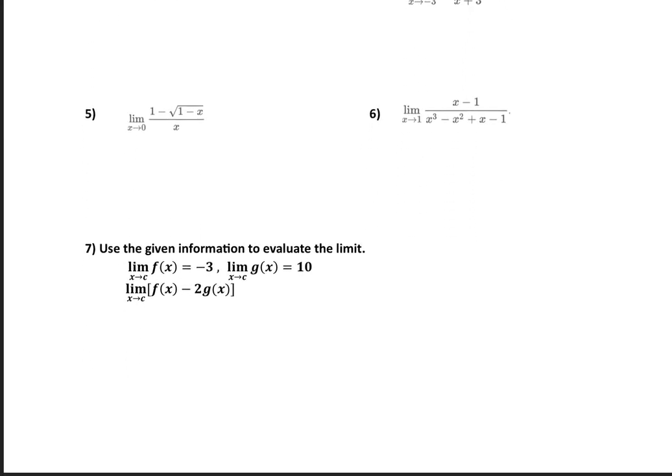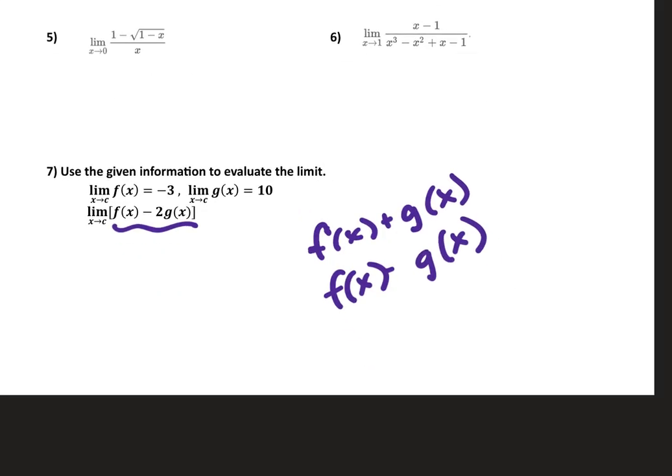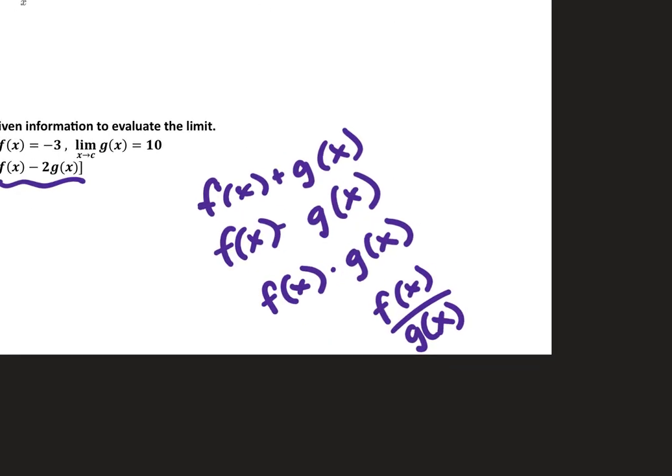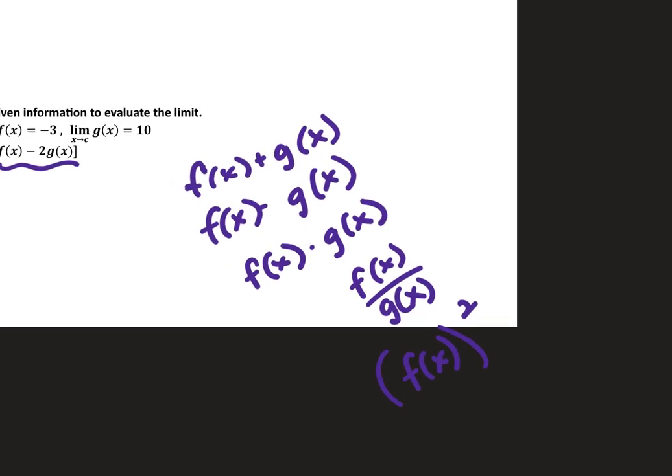7 is using the function notation to evaluate the limit. This one could be adding. It could be subtracting. It could be multiplying with a scalar or multiplying the two together. Okay, it could be dividing. It could be raising to a power. And it could be any combination of those, so just be prepared for anything like that. That, to me, should be the easiest question on the quiz, and yet people will mess it up just because they didn't practice it, and they have no idea how to do it.